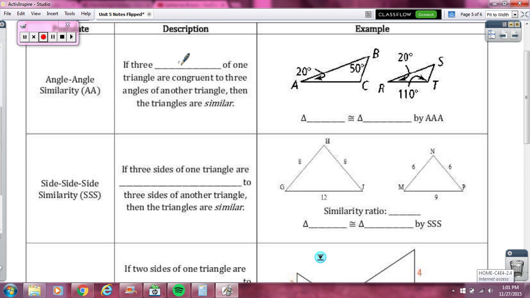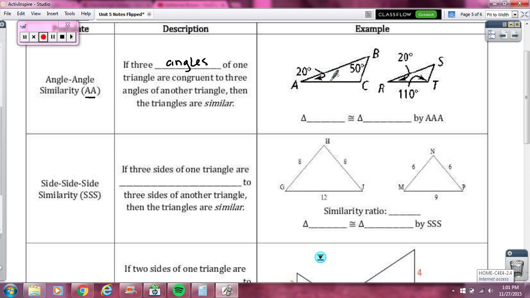So if you've got 3 angles of one triangle congruent to 3 angles of the other triangle, then you know that they'd have to be similar. You really only have to know 2 of the angles because we know that all 3 angles of a triangle add together to be 180 degrees.